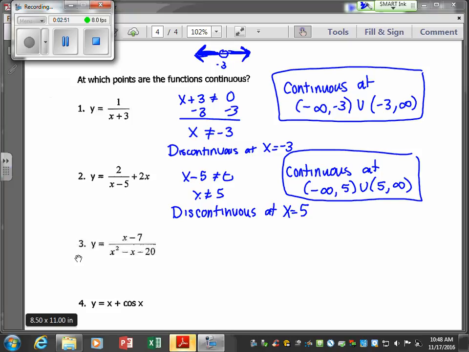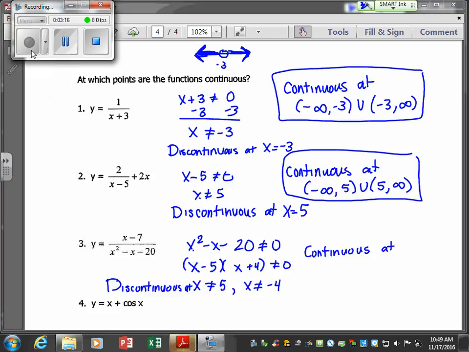What's the only difference? We probably need to factor this out, right? So we'll take that. I'm going to give you a minute to factor it and determine where it's discontinuous first. So pause it and do that one on your own. Correct that. Take that squared off right there. Okay, so now x squared minus x minus 20. Okay, so it's discontinuous at 5 and discontinuous at negative 4.